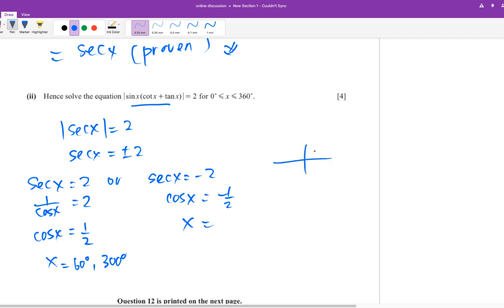And cos x equals negative half. Okay, cos will be negative in the second and third quadrants, right? So the reference angle is 60, and in the second and third quadrants it should be 120 and 240. Okay, so this is how you solve this question.